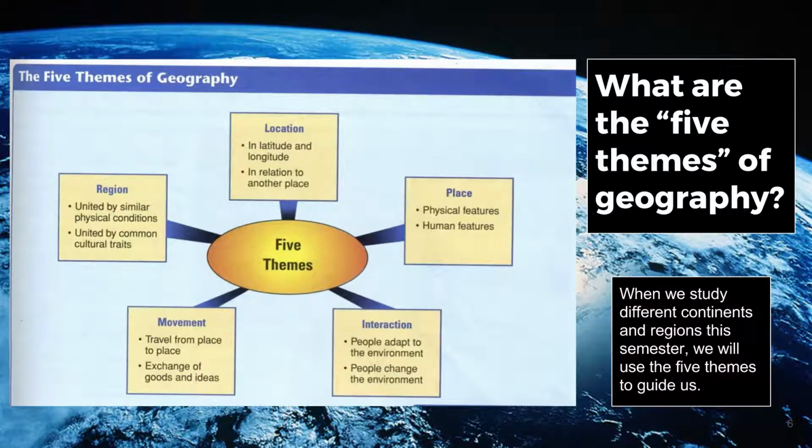Another thing we look at is movement. How do things and people travel from place to place? Is the land flat? Is it mountainous? Are there waterways? Or is it an island, for example? If it's on an island, you're pretty much only going to be able to use a boat or a plane. And is it easy or difficult to exchange goods and ideas?